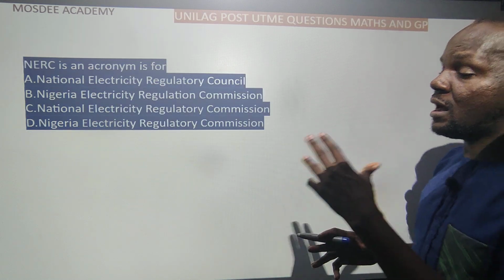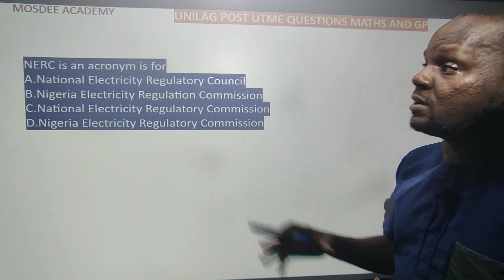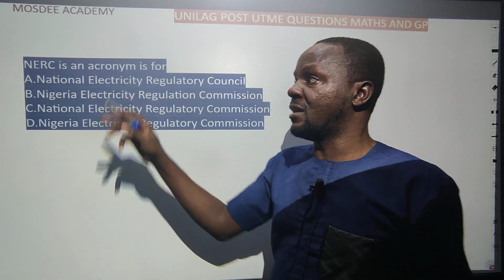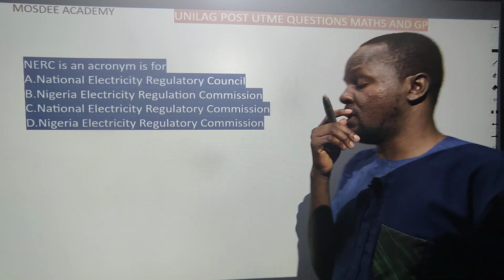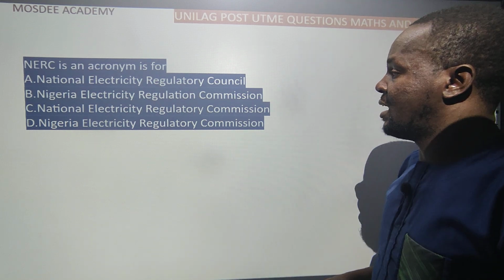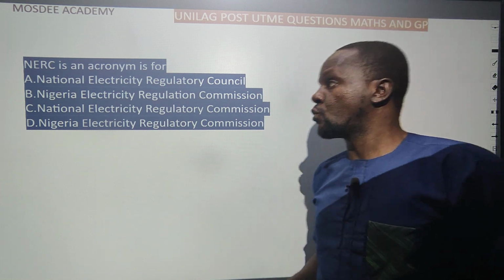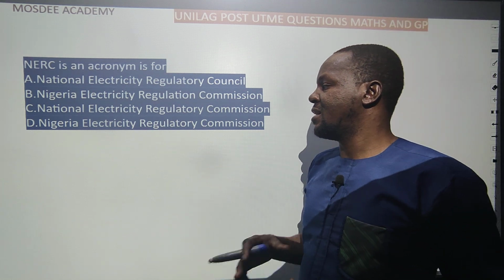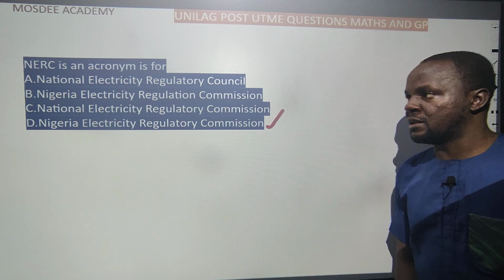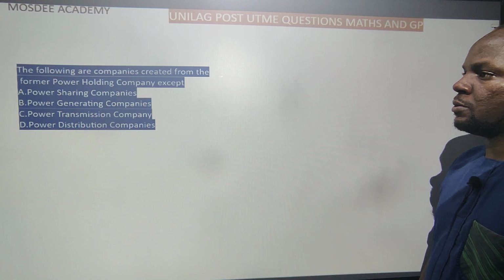And this one is acronyms. Acronyms are also very important. The acronym here is NERC, which means Nigerian Electricity Regulatory Commission. Be careful not to pick national for Nigeria and not to pick council for commission. So Nigerian Electricity Regulatory Commission is NERC. Choice D is correct.